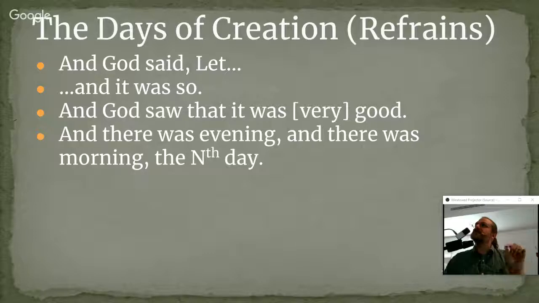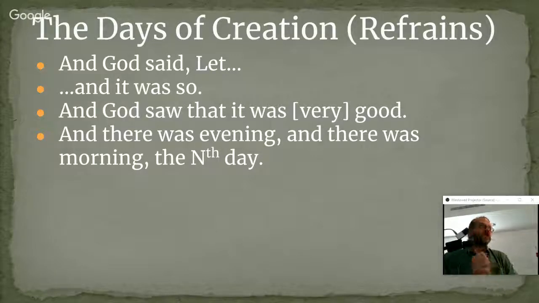So other creation accounts have orders in which things happen. They describe this happening and this happening. But this account actually numbers them in days. And it's the only one that does that. And it does it because it's part of the order of the systematic worldview that they're creating.